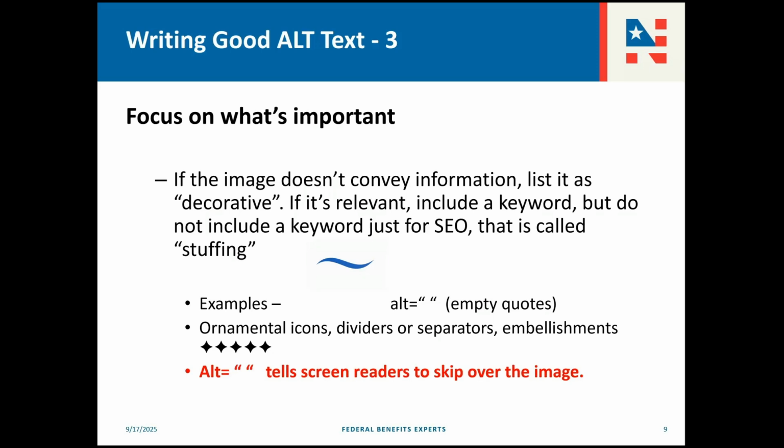So I've given you an example of a swoosh, ornamental icons or dividers, the stars that you might see across there. The important thing to remember here is to use the alt equal in its open quote, close quote. It tells the screen reader to skip over the image and keep going. So if it's something like the swish, make sure that you use the alt, the decorative one, the alt equal open quote, close quote, so that the screen reader will keep on moving along.